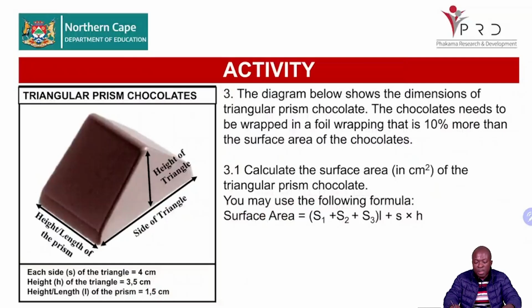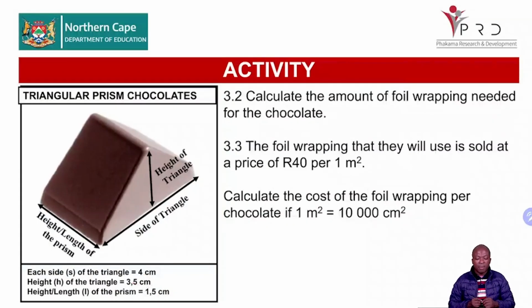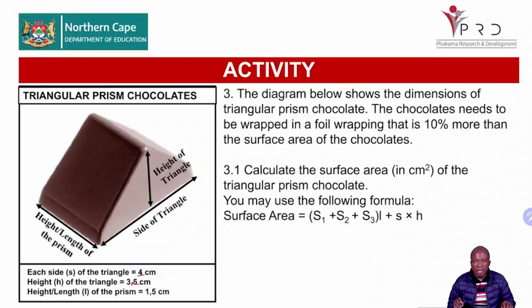You may use the formula surface area equals S1 plus S2 plus S3, open a close bracket, L plus S times H. I have explained to you what each one means here. So question number 1, we have to calculate the surface area.